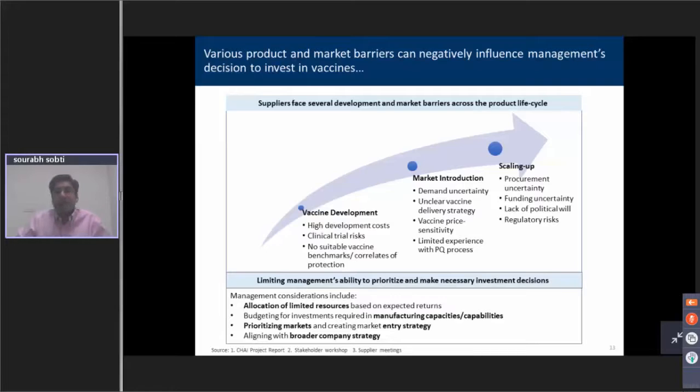The final challenge is scaling up. Vaccines are generally high volume and low value products as compared to other biologics. So for countries to be able to access vaccines at a lower price, a certain manufacturing scale needs to be achieved to hit economies of scale. And for the manufacturers to be confidently able to scale up and invest a significant amount of money to ramp up capacities, they need certainty of demand.